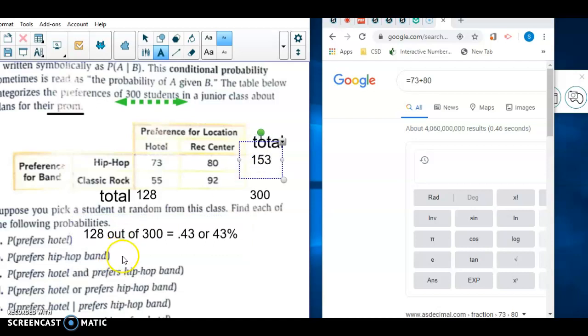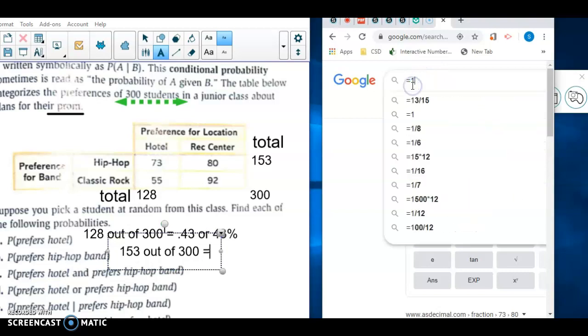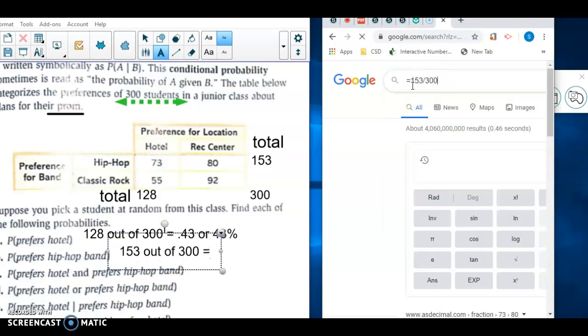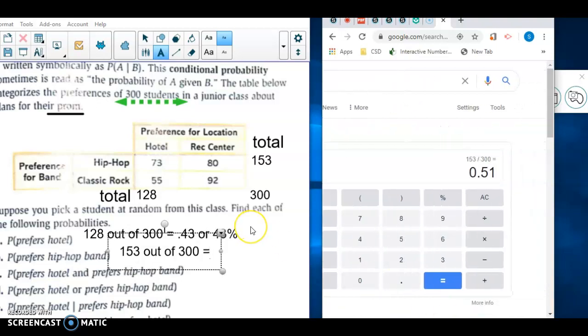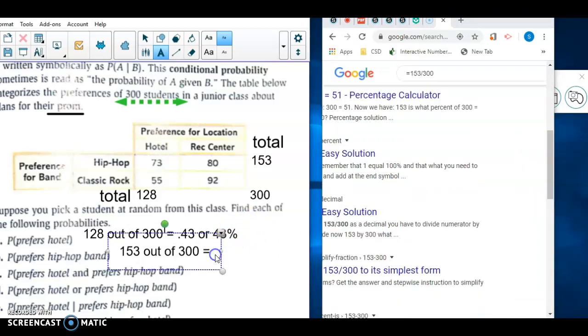So we know that those who prefer the hip-hop band would be 153 out of 300, which would be, let's figure that out, 153 divided by 300. And we get a number answer, 51%, okay? So equals 0.51 or 51%, okay?